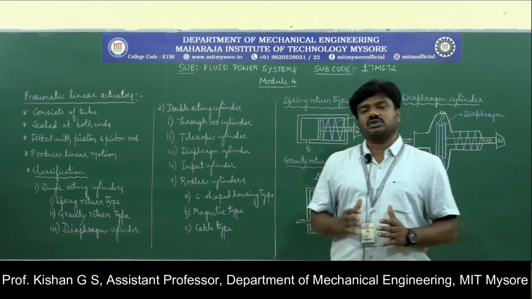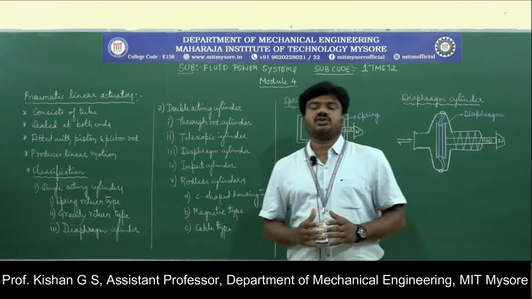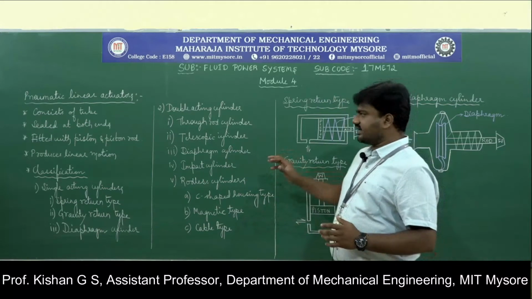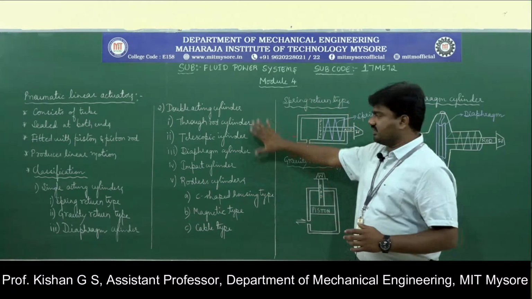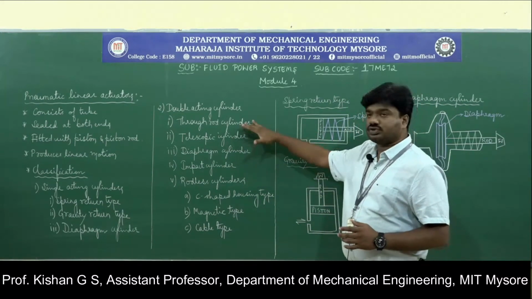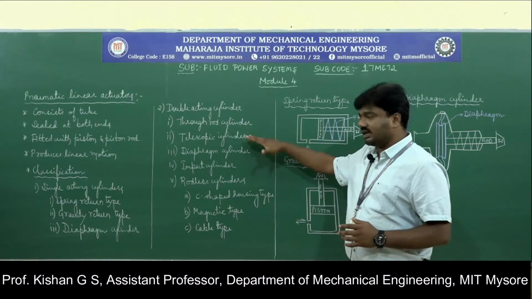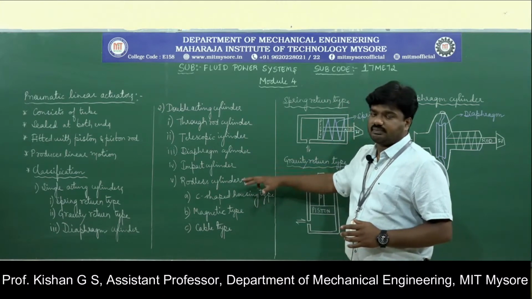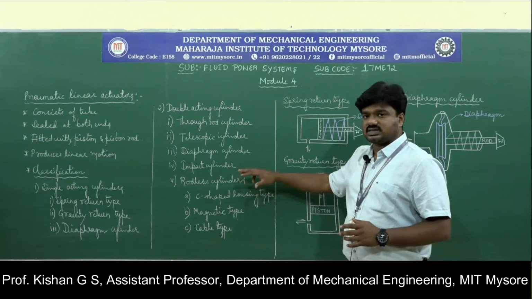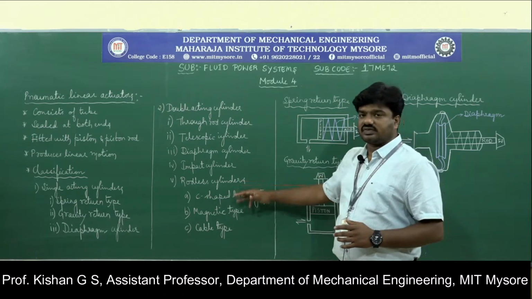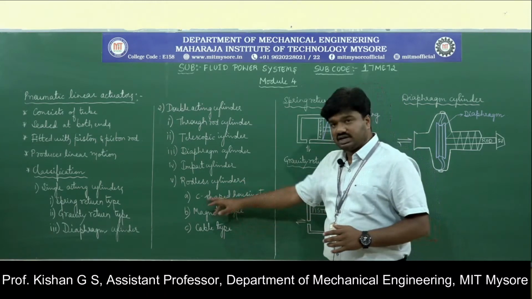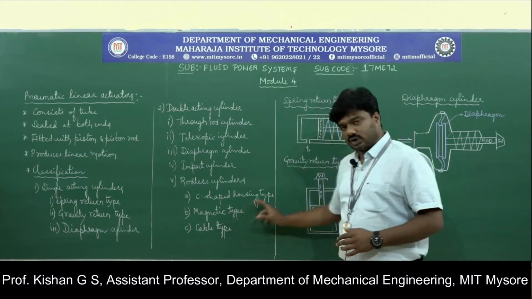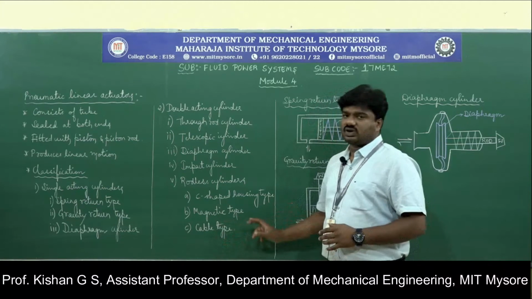So when we target both extension and retraction, we are going to consider those cylinders as double acting cylinders. In case of double acting cylinders, we will be having 5 types. The first one being through rod cylinder, next being telescopic cylinder, next being diaphragm cylinder, impact cylinder, and basically the last one, rodless cylinder. In case of rodless cylinder, we have again 3 types, that is C-shaped housing type of rodless cylinder, magnetic type of rodless cylinder, cable type of rodless cylinder.